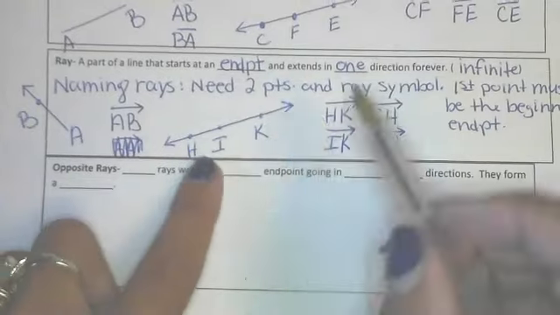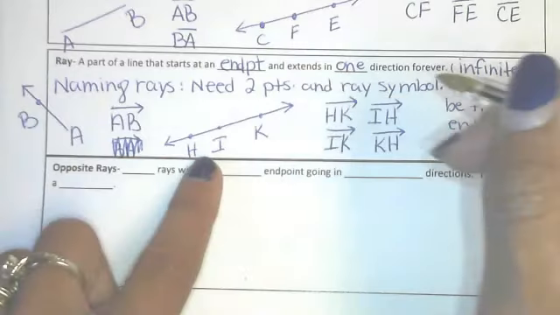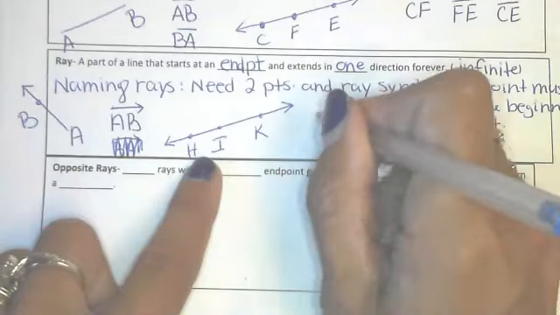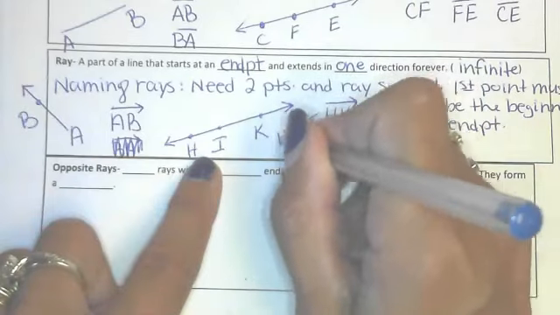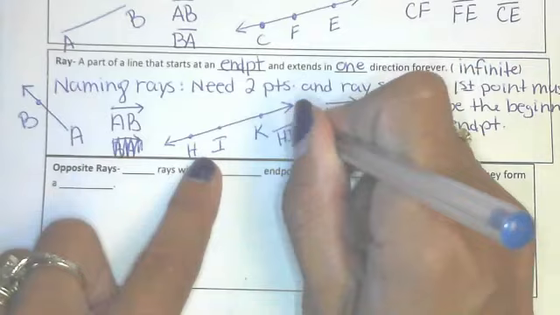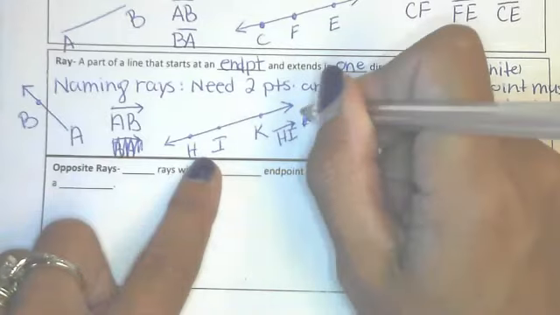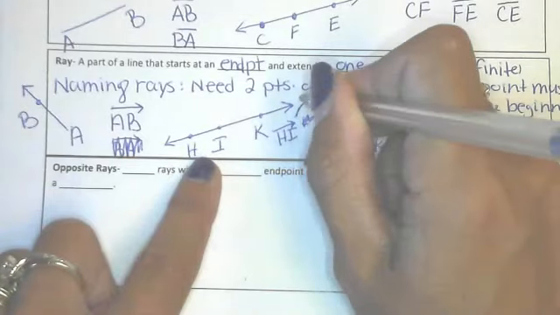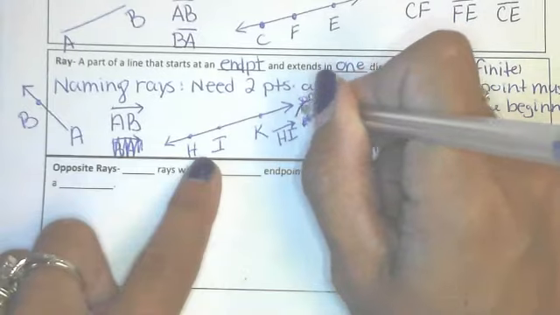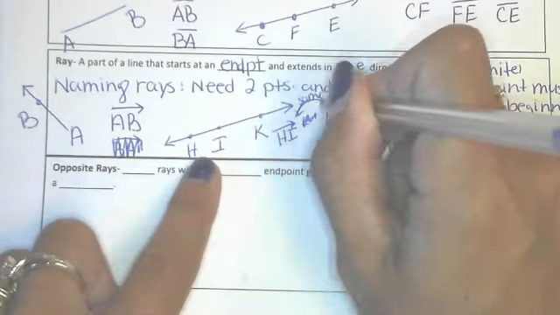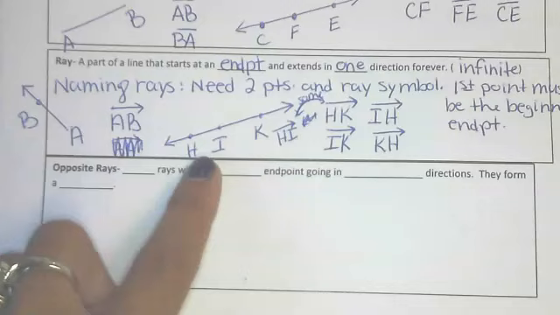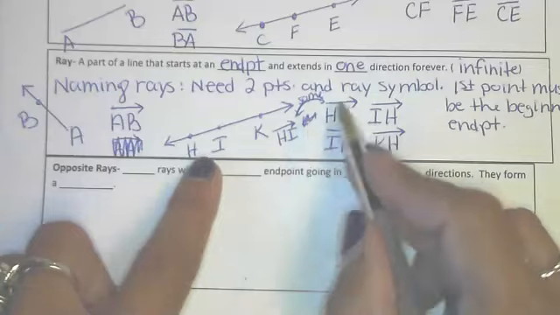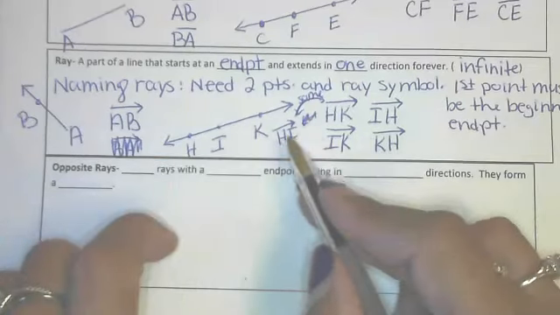So HI, I kind of want to connect it to HK. Just link them this way. Same. HI and HK are the same ray. We're not going back. I'm just connecting these two.